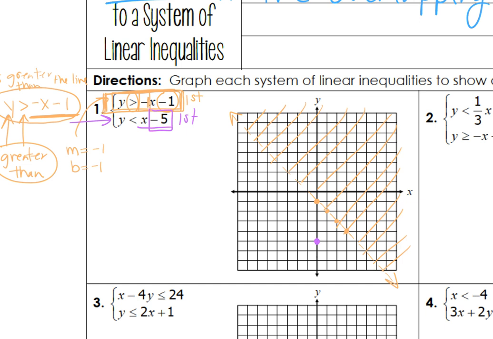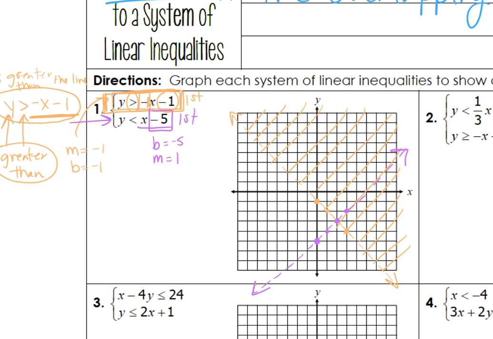What's the slope of this line? 1. Your y-intercept is negative 5. Your slope is 1. So you're going to go up 1, right 1, up 1, right 1, up 1, right 1. Is this a solid or dotted line? This is dotted. It does not have the equal to bar. So you're going to make a dotted line like this.